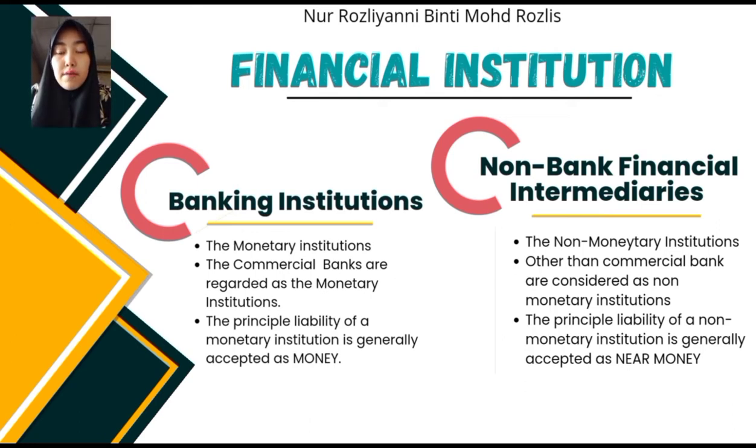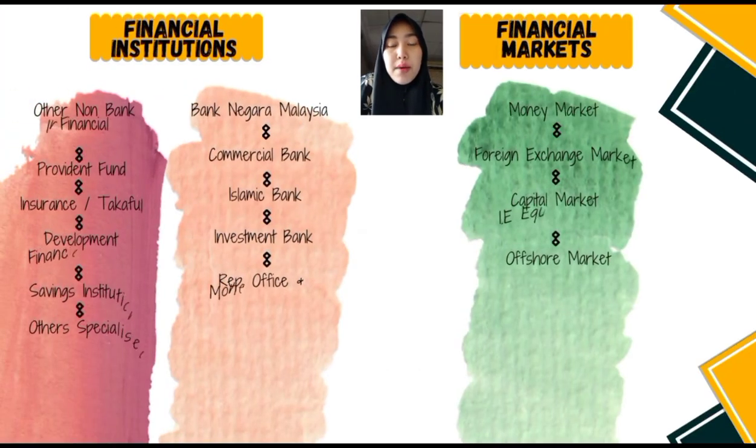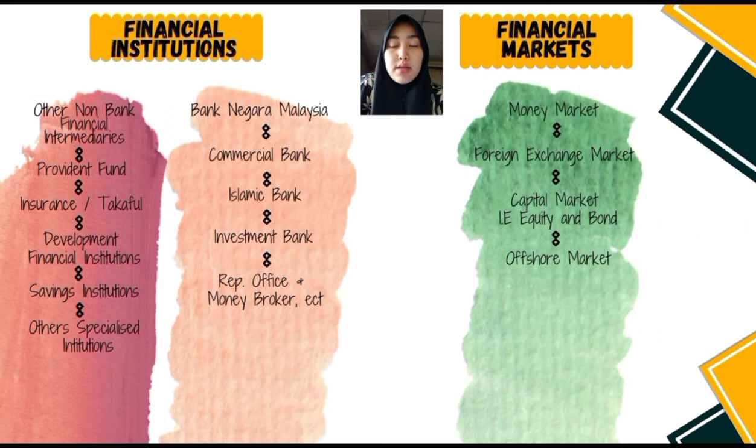Next are the non-bank financial intermediaries, also called non-monetary institutions, which are institutions other than the commercial banks, and the principal liability of non-monetary institutions is generally accepted as near money. Under the banking institutions, we have Bank Negara Malaysia, which acts as the central bank of Malaysia. Then we have commercial banks, which are the largest group of financial institutions. They provide banking facilities, current accounts and overdraft facilities, trade finance, working capital and investment funds, and remittance and current accounts form the backbone of the payment system.